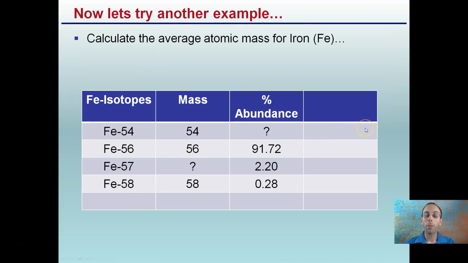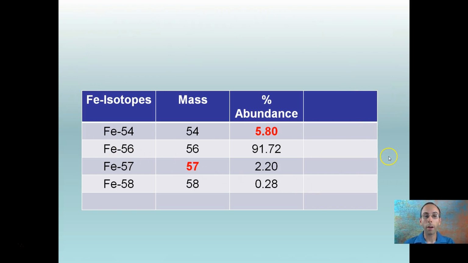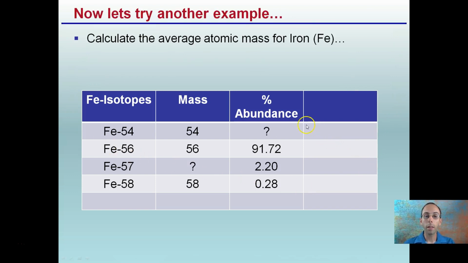Now if you're feeling confident or you want to review that again, I want you to calculate the average atomic mass for iron. And I gave you this example. Now the problem is, in this example, I leave two things out. One is the percent abundance and one is the mass. So the mass is pretty easy. We can see the isotope is 54, the mass is 54. 56, 56. So this question mark would be simply 57.